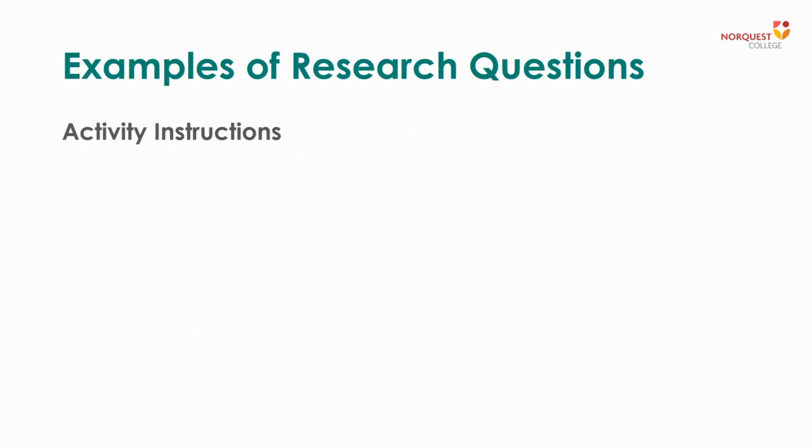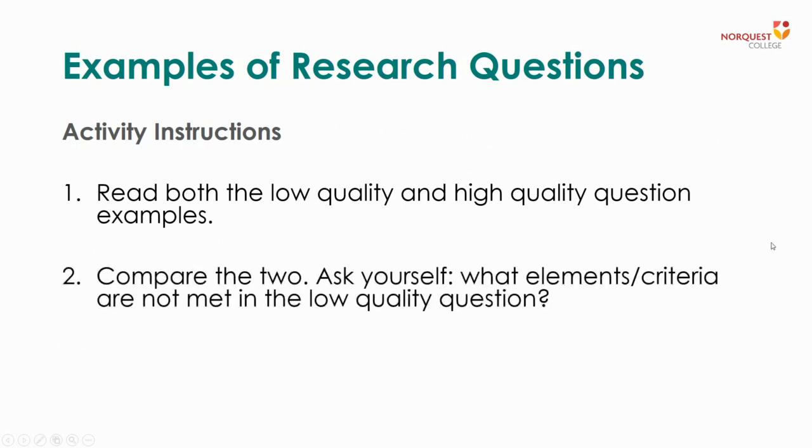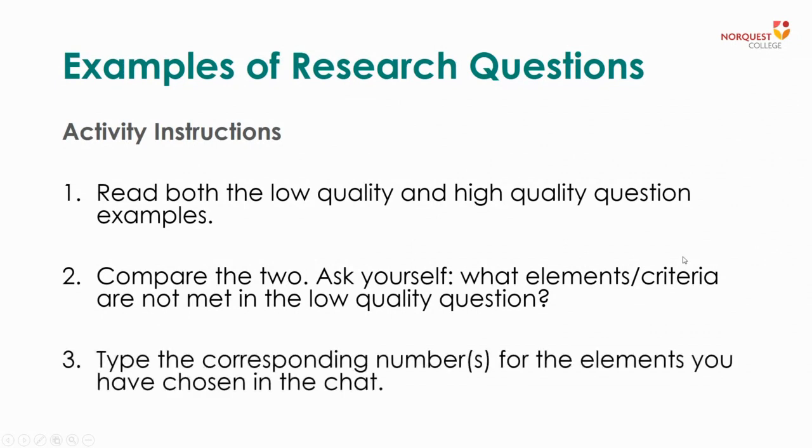All right, so we're going to do an activity that essentially shows you how to do just that. So how do you analyze your research question to figure out whether it's high quality or low quality? For this activity, the instructions basically are to read both the low quality example and the high quality example. So there'll be two on the screen. You're going to compare the two and ask yourself what elements or criteria are not met in the low quality question. And on the screen, there are going to be numbers that correspond to those specific elements. So you're going to type them into the chat when you've made a decision on them.